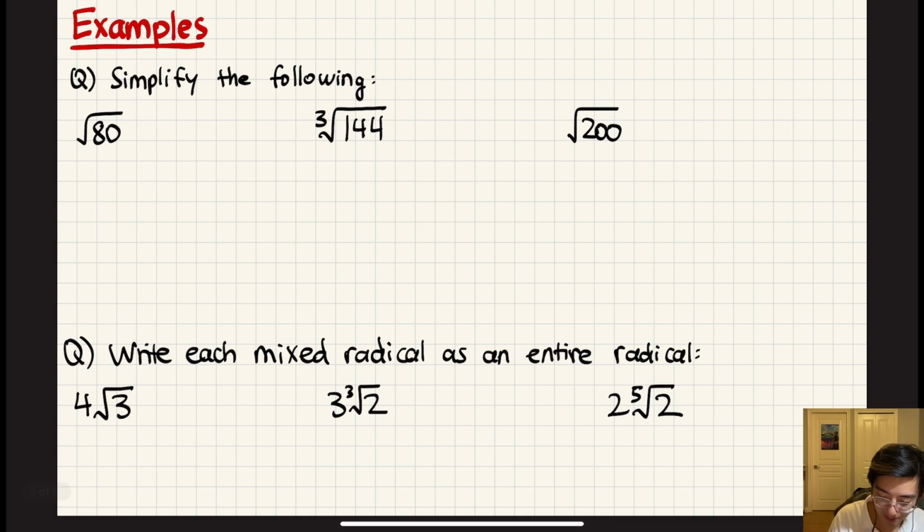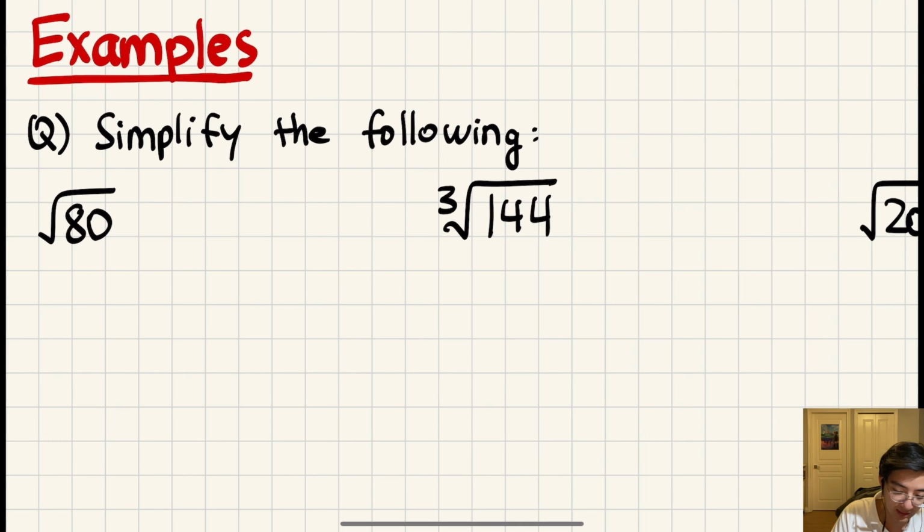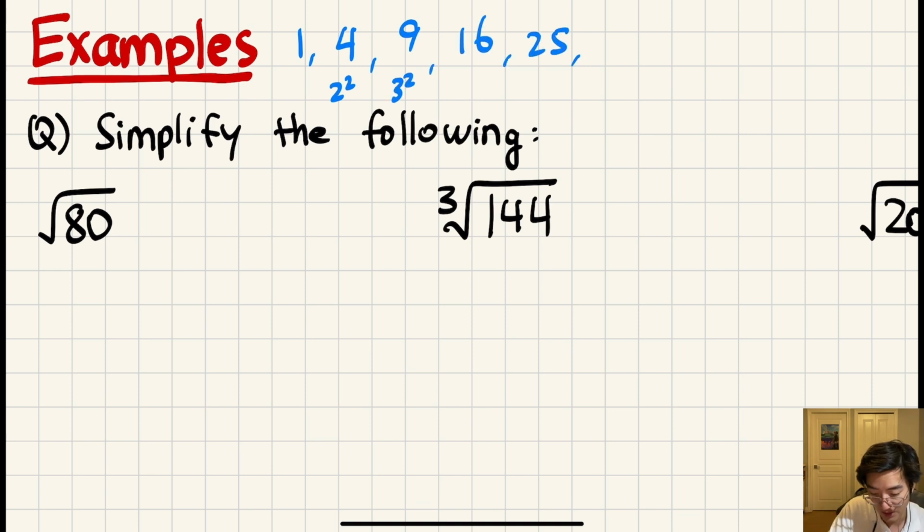Something that will probably make our life easier is to list out a bunch of perfect squares that we can use. A perfect square would be things like 1, 4, which is 2 squared, 9, which is 3 squared, 16, that's 4 squared, 5 squared, 6 squared, 7 squared, and so on and so forth. Those are perfect squares. This is ideally what we are taking out of each question.